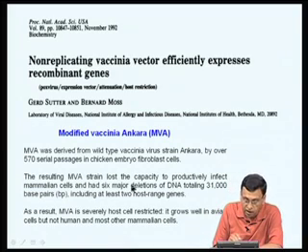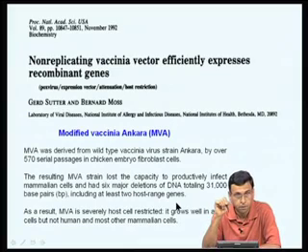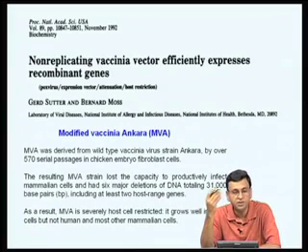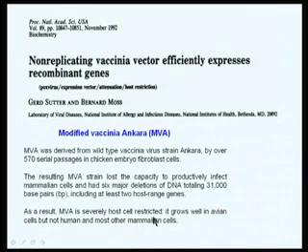The MVA strain lost the capacity to productively infect mammalian cells and had 6 major deletions of DNA totaling about 31,000 base pairs, including 2 host range genes. So these MVA vectors do not efficiently infect mammalian cells. As a result, MVA is severely host restricted. It grows well in avian cells but not in human and most other mammalian cells.